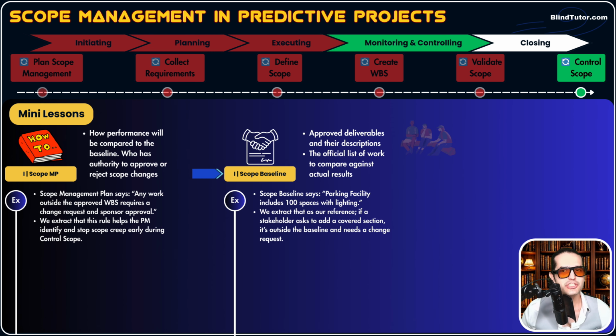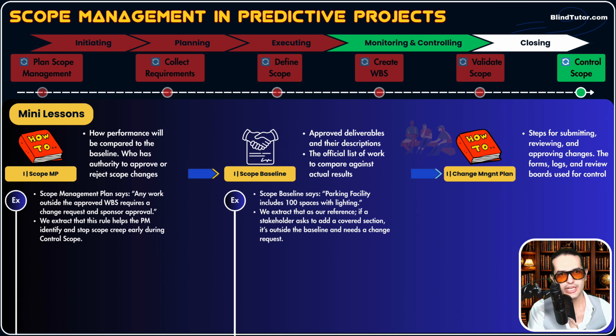And the next one is change management plan. So guys, we said it's a how-to guide when dealing with change. It acts almost the same as a scope management plan. Also, a scope management plan includes steps on how to handle scope changes. Change management plan is an umbrella. It includes steps for submitting, reviewing, and approving changes. It includes the forms, the logs, and review boards used for the control scope process. It also includes who evaluates the change and decides on scope changes.